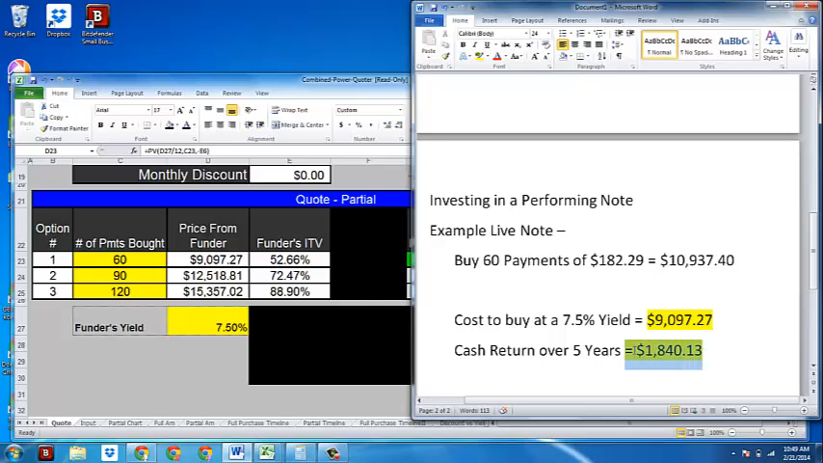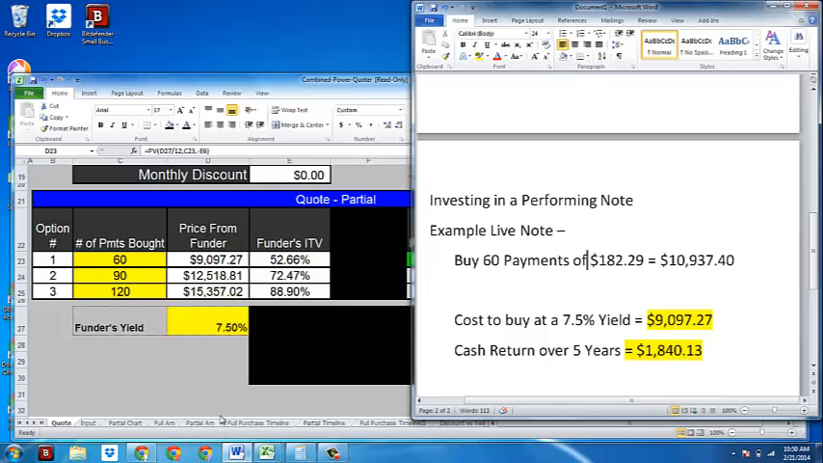And keep in mind that $1,840.13 would be interest, so it's going to be taxed less than if you were going out and earning wages. Yes, you're earning interest at the bank and in the stock market as well, but just keep that in mind.